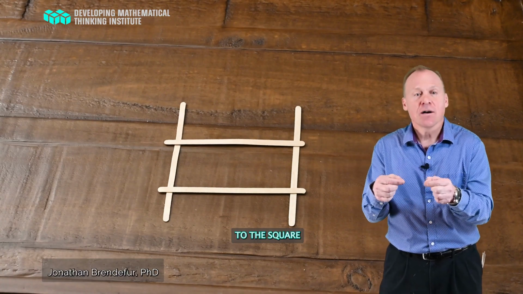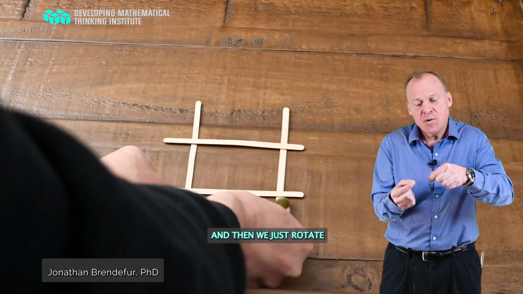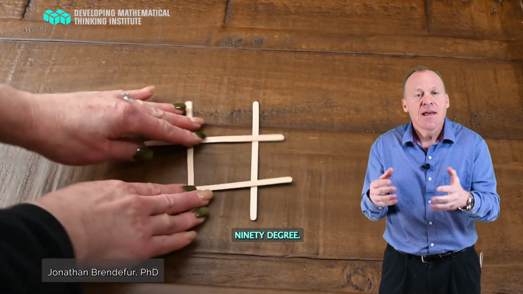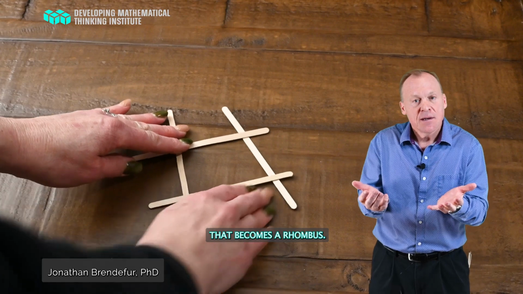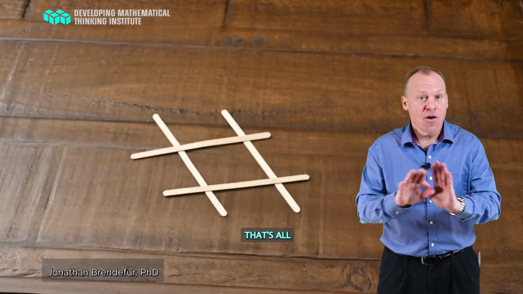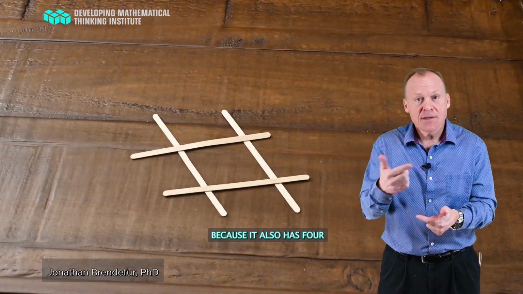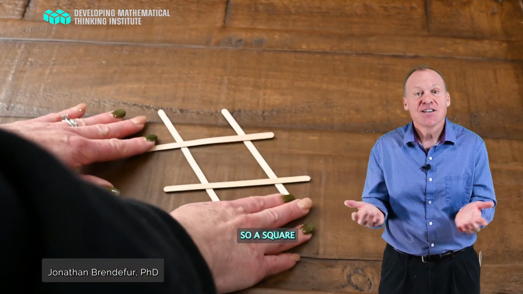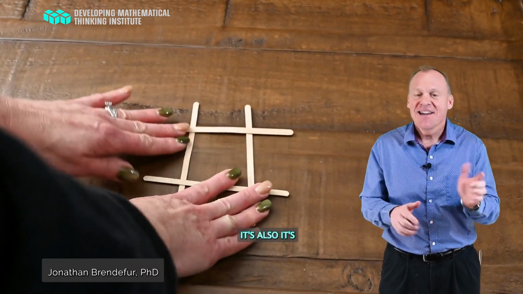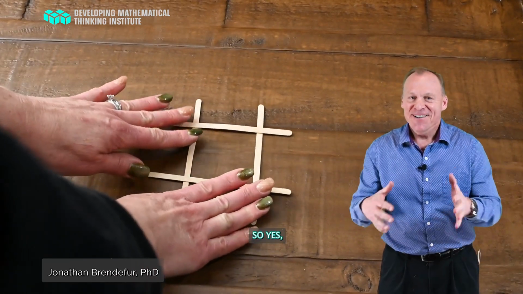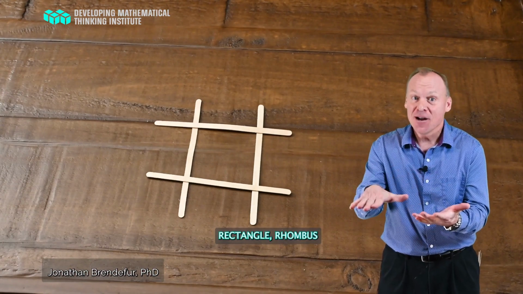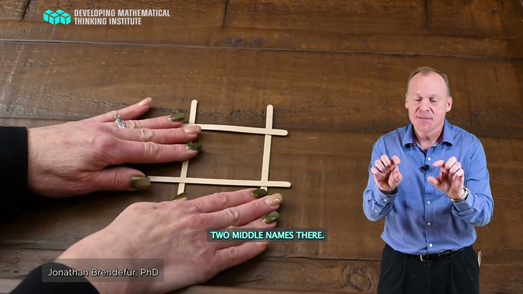Now, if we go back to the square, and then we just rotate so that there are 2 parallel sides, but they're not 90 degrees, that becomes a rhombus. So a rhombus is only 4 congruent sides. That's all we worry about. So is a square a rhombus because it also has 4 congruent sides? Yes. So a square has multiple names. I like doing the Oscar Mayer song. Yes, square is the first name, but it's square, rectangle, rhombus, or the other way around. It's got those 2 middle names there.